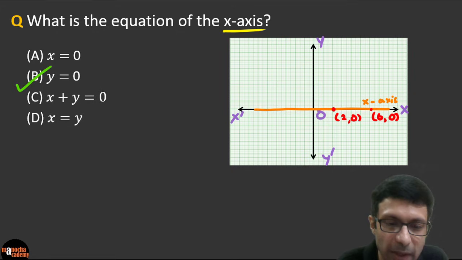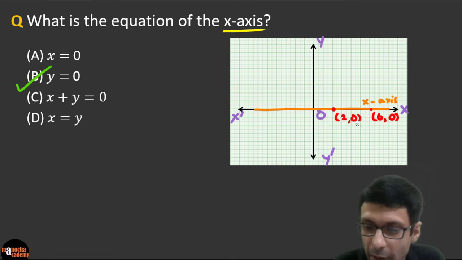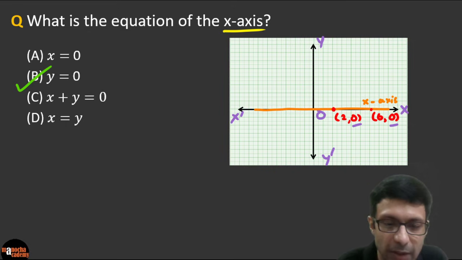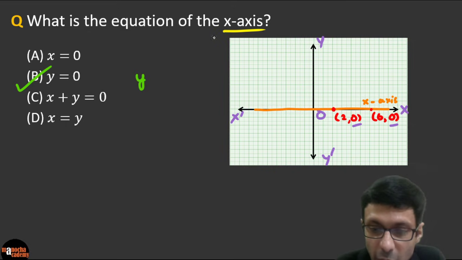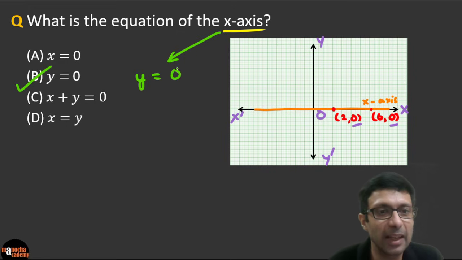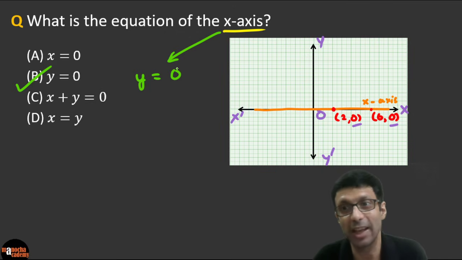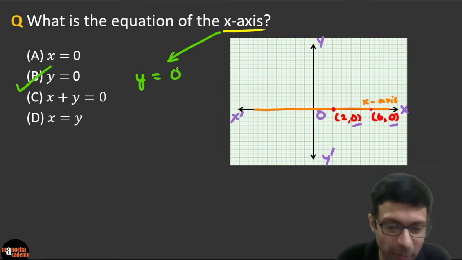So its value is basically going to be the y value. Can you see here? The y value is always 0. So the correct answer is that the equation of the x-axis can be represented as y equal to 0. Clear? Not x equal to 0, because it has no height on y. The x value can keep on changing. x need not be 0.